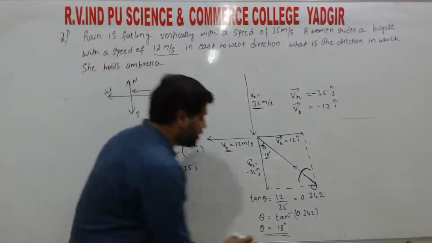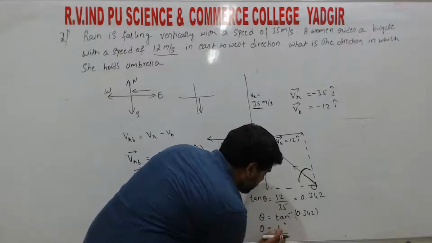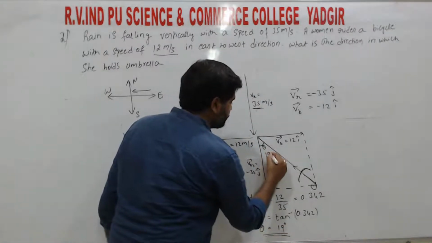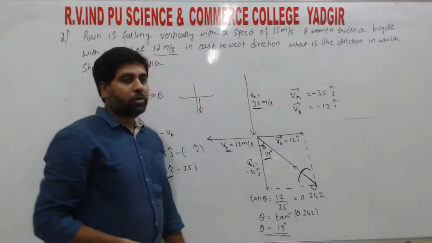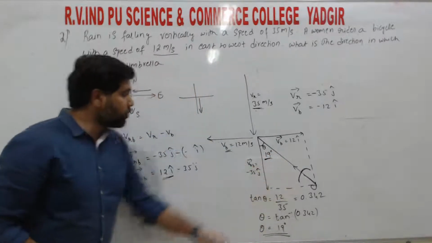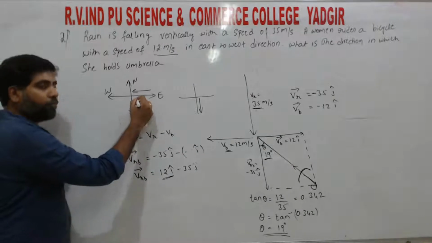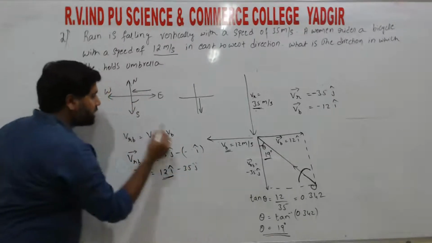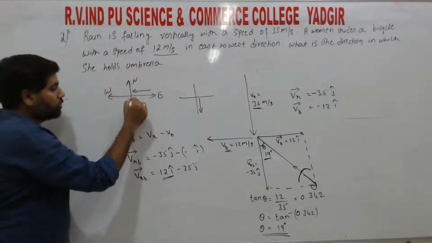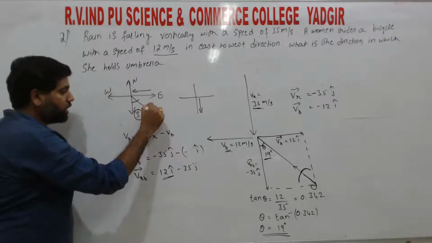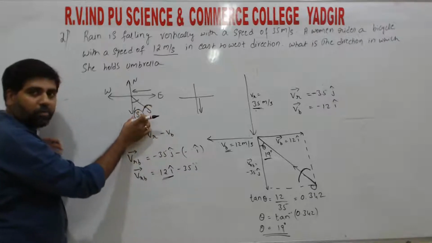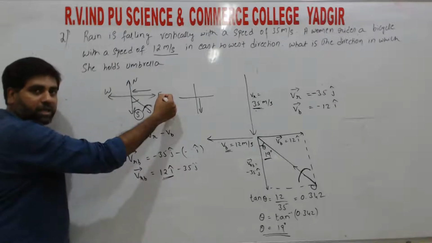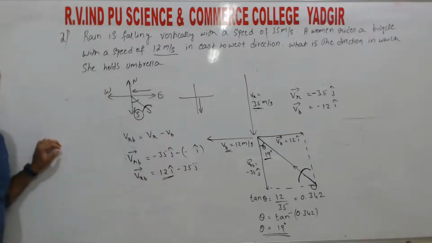Not 18, it's 18.9, so we get approximately 19 degrees. That means she is holding the umbrella south of east. The reference now is vertical. Vertical means which direction? South. So in this direction she is holding the umbrella. That's why she holds the umbrella in the direction of south of east, right?